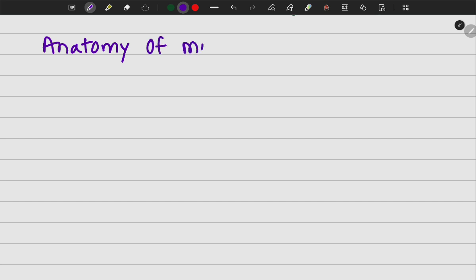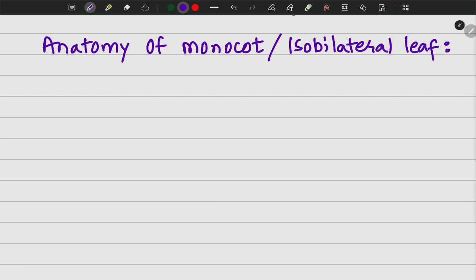Anatomy of monocot or isobilateral leaf. So here isobilateral means what? It means both of the surfaces will be of similar type or the same type.